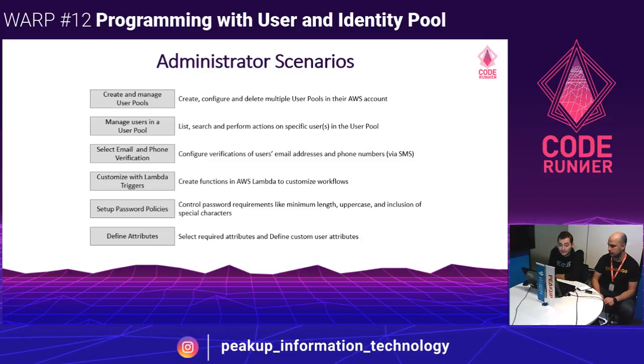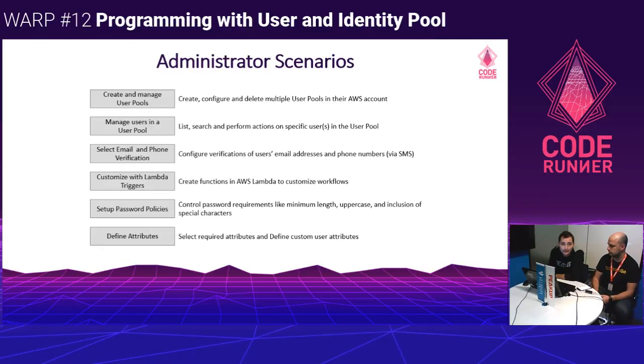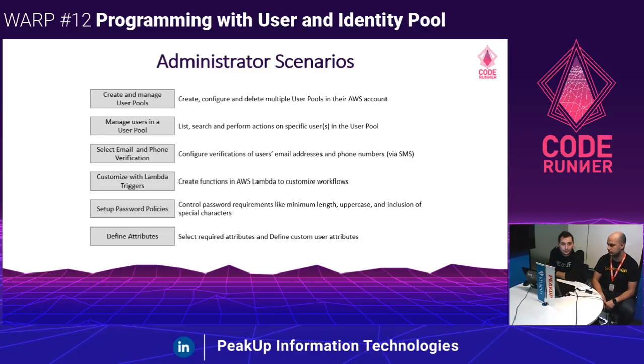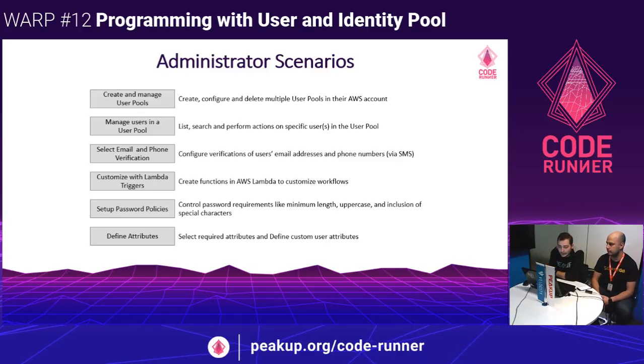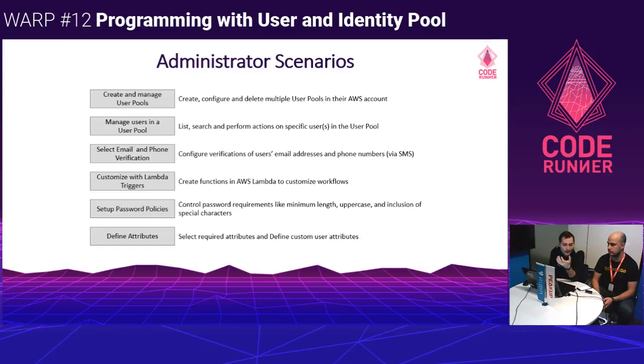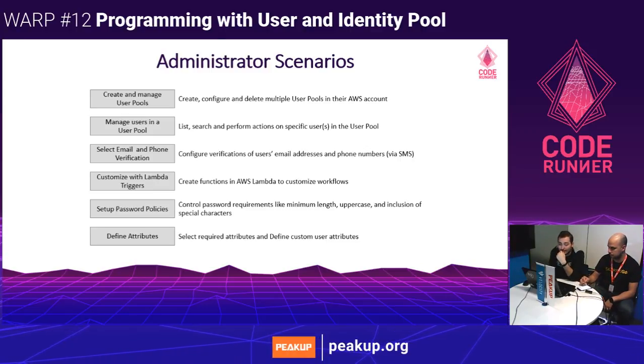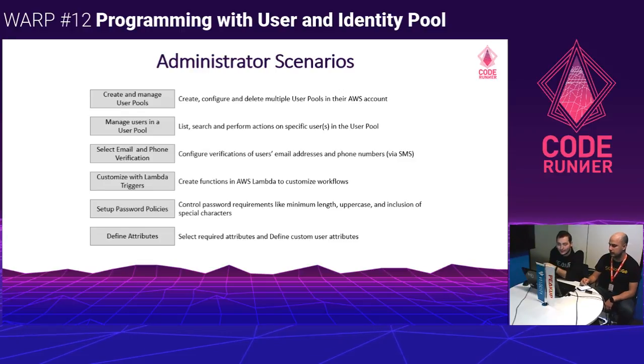And customize lambda triggers, as we mentioned before. You can interact with the events via hooks. If you want to do something when a user signs up, you can do that too. Or maybe when a user signs in, etc. And you can set up password policies. You can say that the minimum length of the password is this, maximum length is this, and the password must have an uppercase letter, at least one, etc. You can say these things too. And as we mentioned before, you can define attributes.